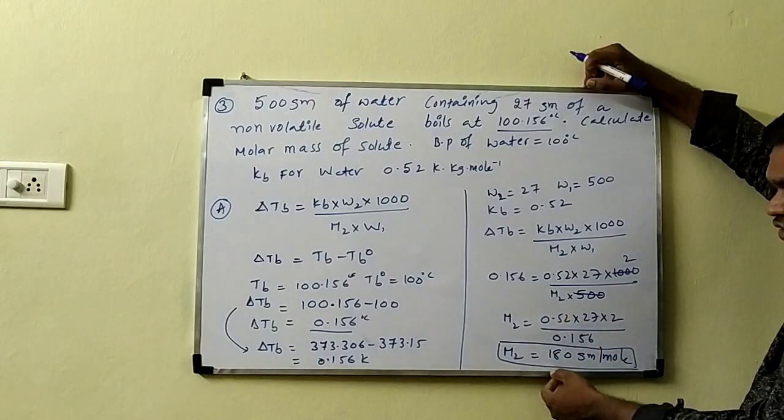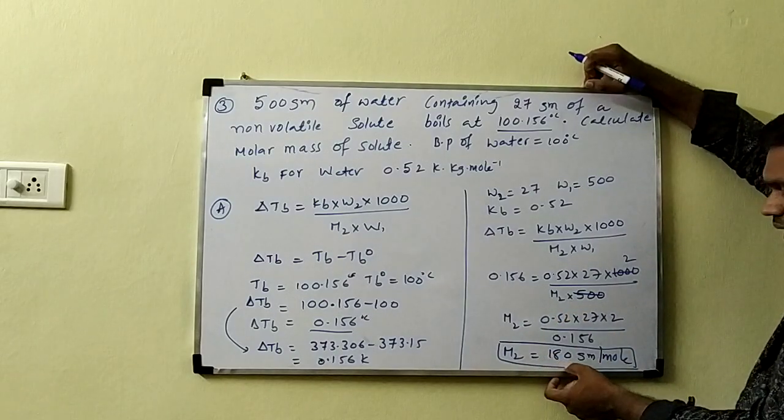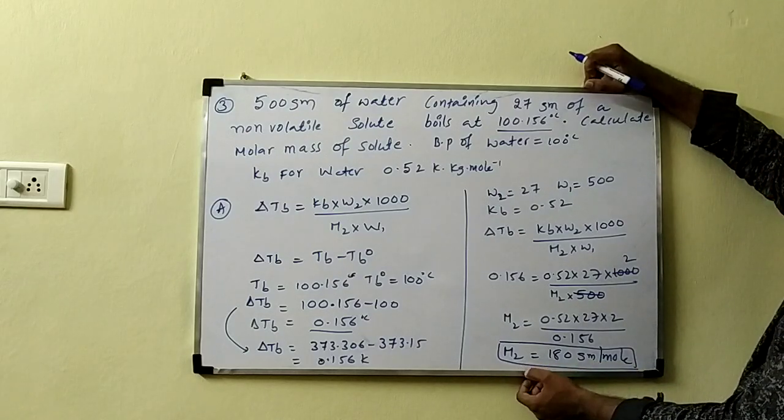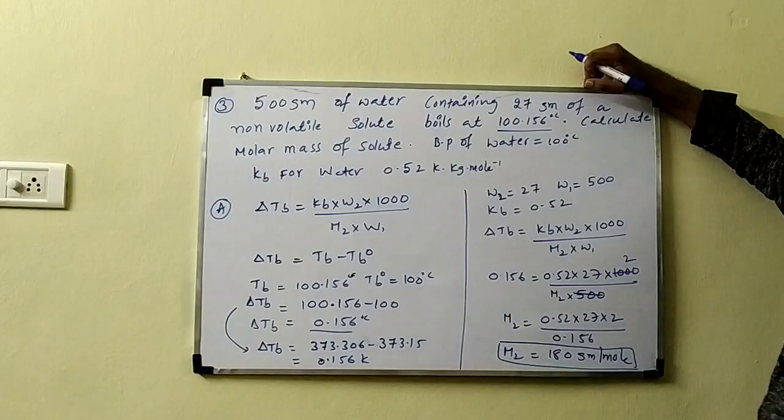You will do the calculation. How much will you get? You will get 180 gram per mole. What are the units here? Gram per mole. What is it? It is the molar mass of the solute.